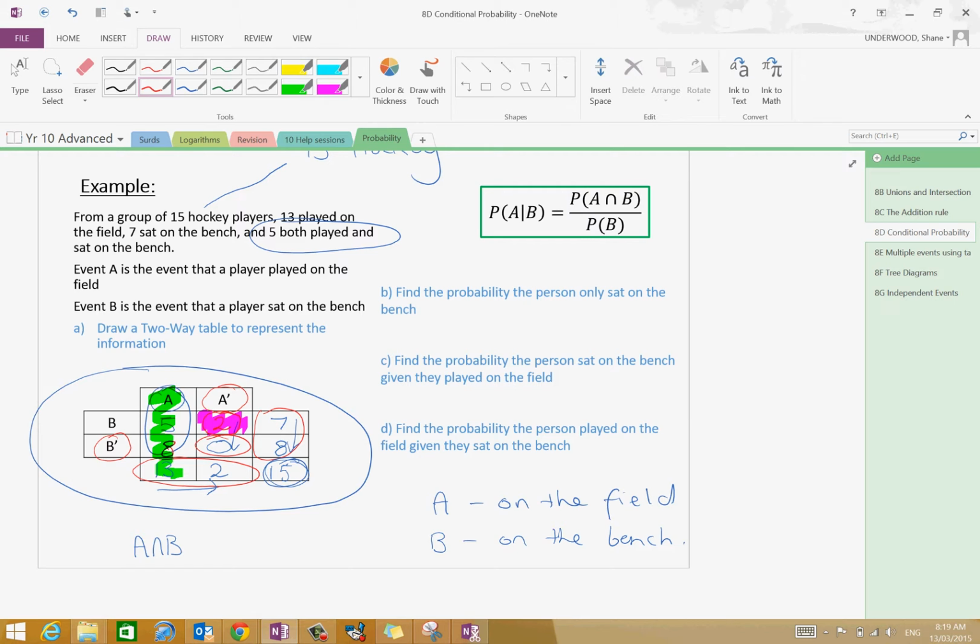We've found the probability. Find the probability of the person that only sat on the bench. The person that only sat on the bench is this guy over here. So that's 2 out of 15.